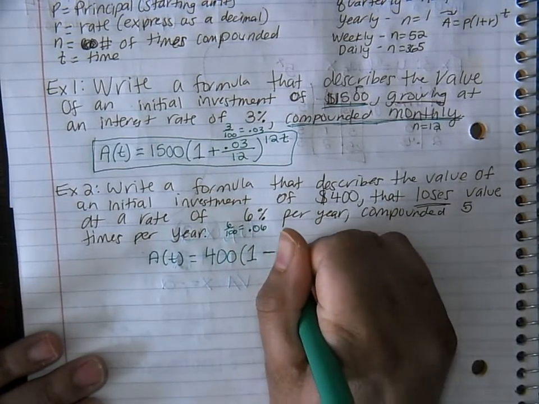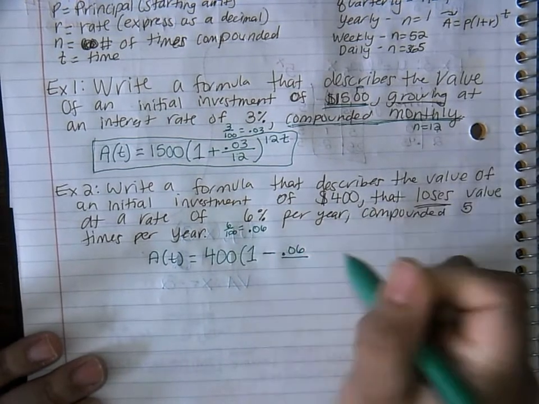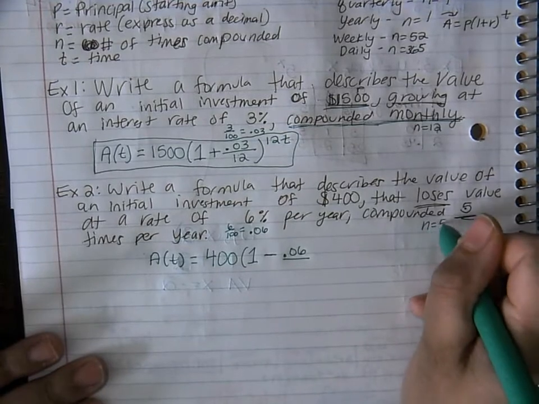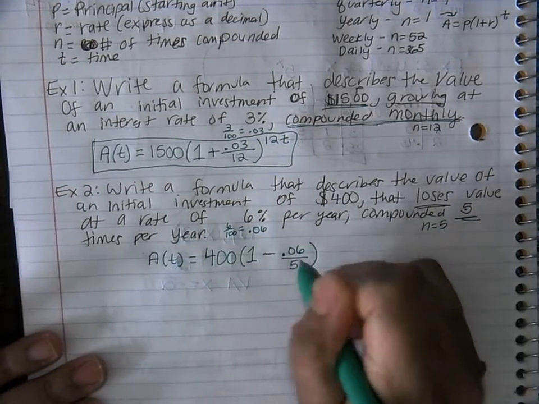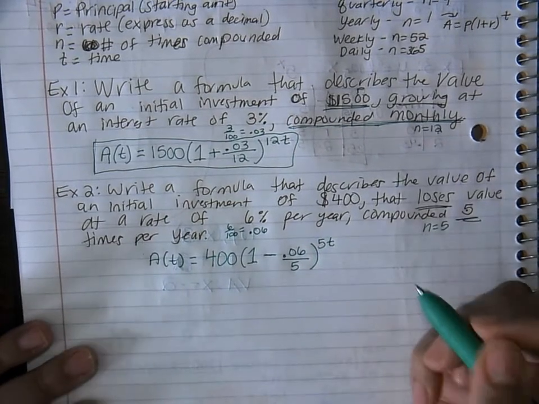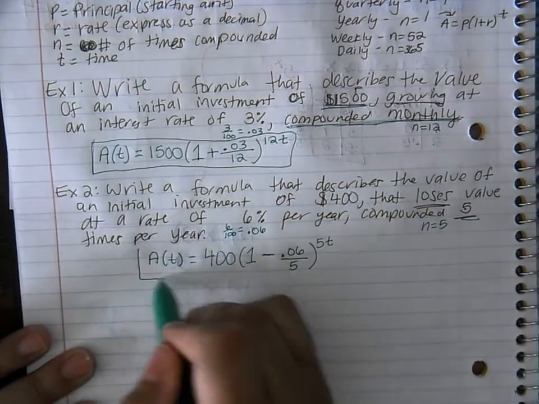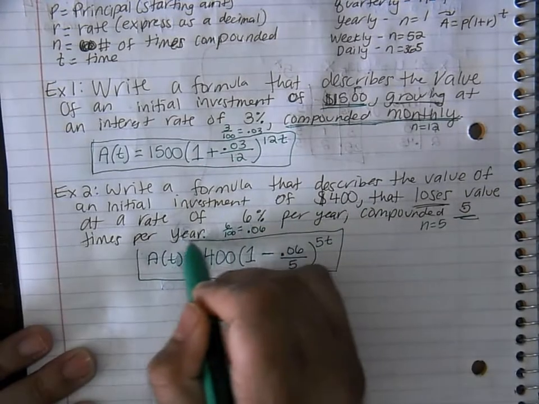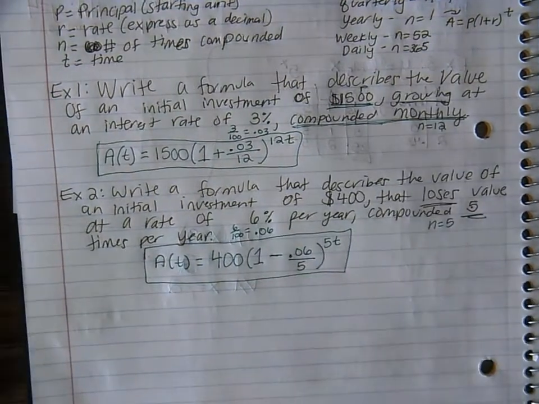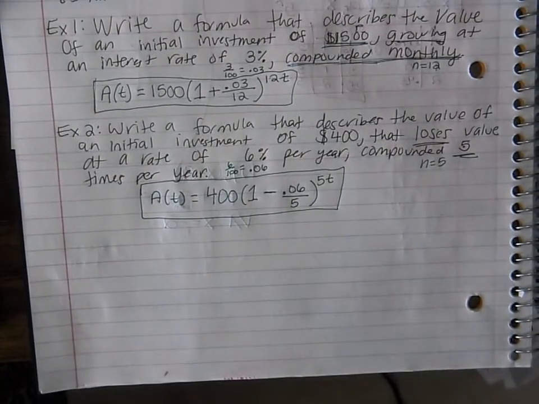And then we have to always remember to divide by the compounded amount, which in this case is 5. So n is 5 here. And then close that parentheses and raise it to the 5t. So this is, again, the final answer. We don't have to go any further. If we were given a time, like how many years this went on for, we could substitute that in for t, but we don't know that information.